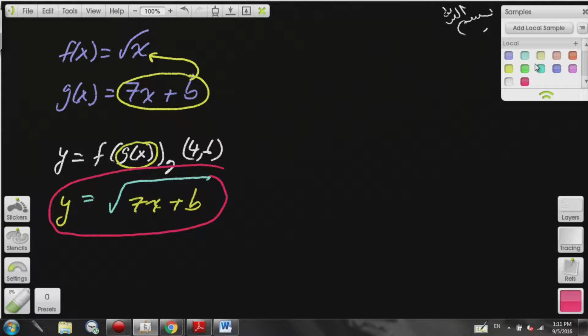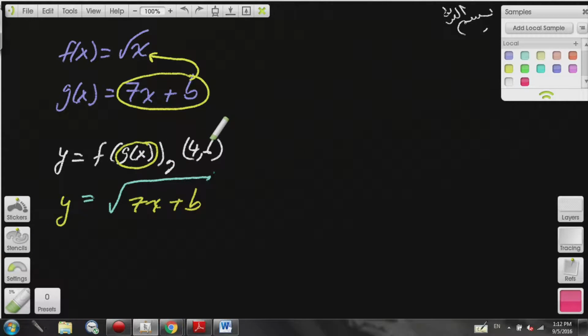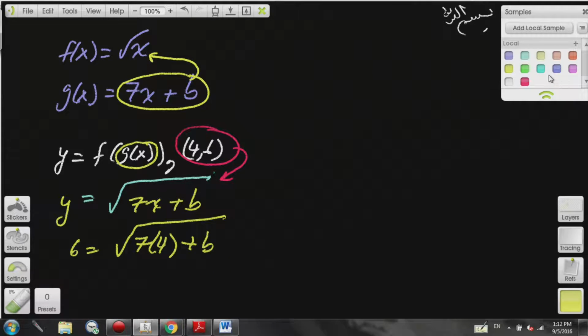Then the second part of this question is also very interesting. Now we know what y is. Let me write over here. We're told that this function goes through this point. If a function goes through a certain point, it means that point satisfies the function. In other words, if you substitute that ordered pair into the function, it makes the equation true. So you substitute 6 for y and 4 for x, like this. And then you're asked, what is b? Well, that becomes easy to solve. All you do is solve for b.